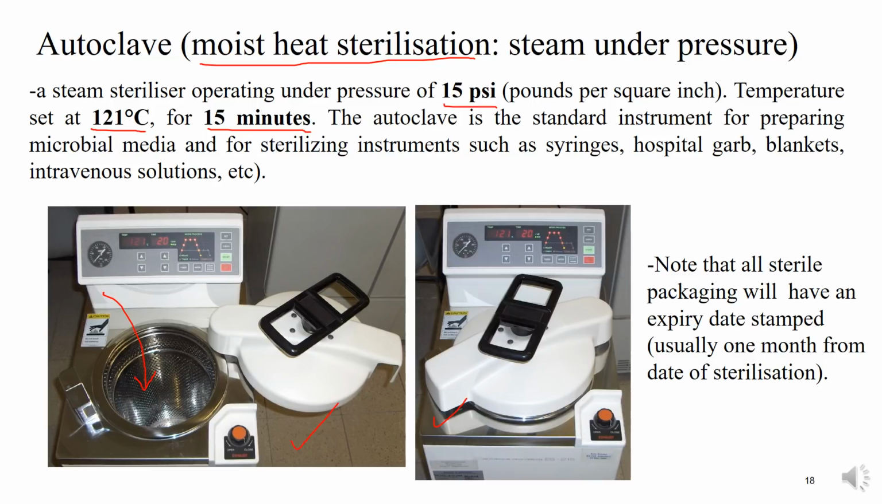So this autoclave is the standard instrument for preparing things like the microbial media. This is the liquid or media that you need for bacteria to grow. Your agar plates, all these are microbial media. And it can also be used to sterilize instruments such as your syringes, your hospital garb, your lab coats, your blankets, and also IV solutions in bottles. After autoclaving, the packaging will have an expiry date, usually 1 month from the date of sterilization.